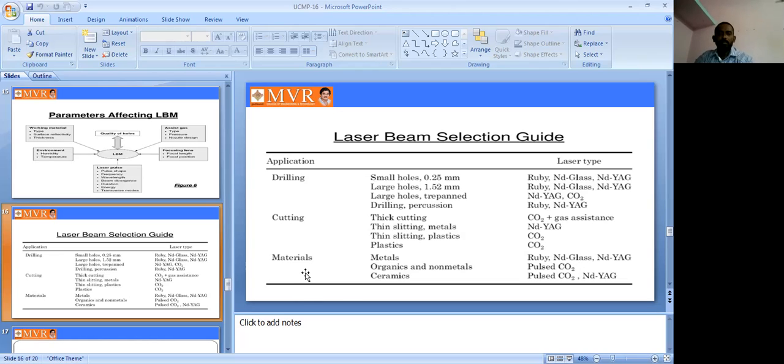Next is materials. Some examples of workpieces: if the workpiece is metal, you can choose ruby, Nd glass, or Nd:YAG. For organic and non-metals, you can choose pulsed CO2.